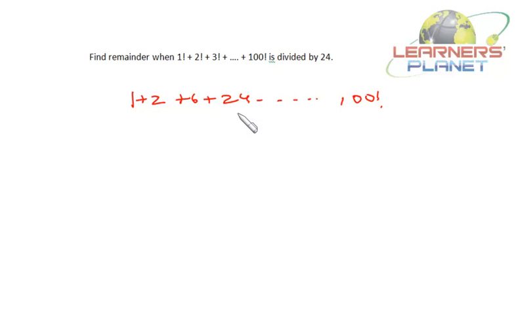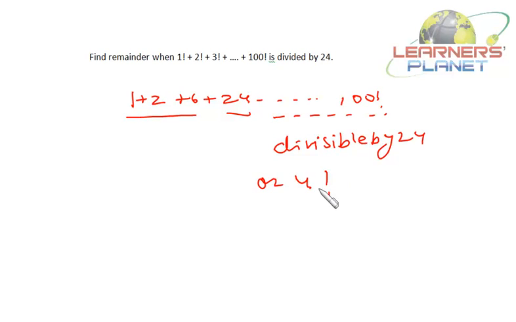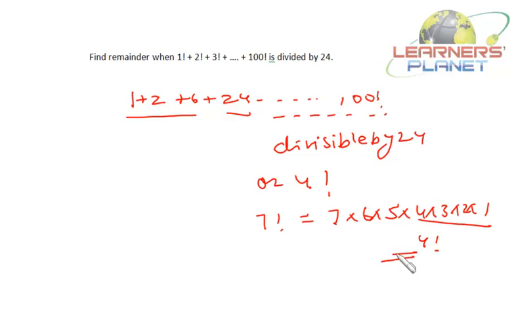So we can see that after 24, each and every term will be a multiple of 24. 24, or we can say 4 factorial, will definitely be included. So we are left with these 3 terms only. All the terms here will be divisible by 24 or 4 factorial. Suppose I write 7 factorial. 7 factorial means 7 into 6 into 5 into 4 into 3 into 2 into 1, and this term is actually 4 factorial. So each and every term like this will be divisible by 4 factorial.